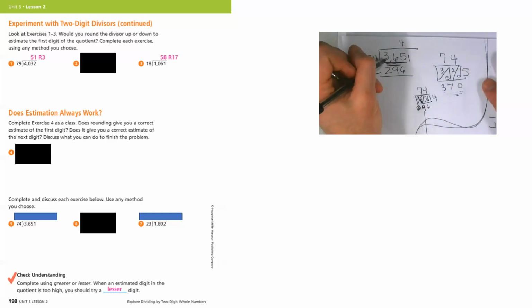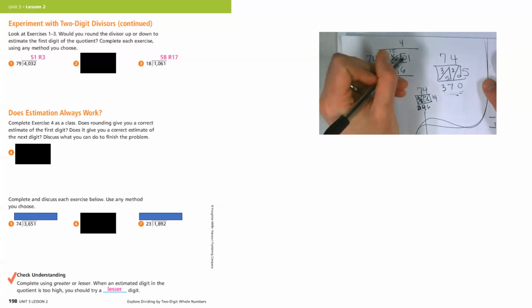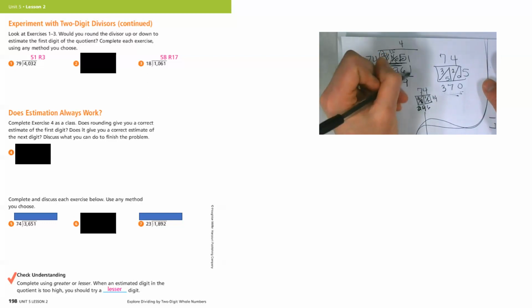And I'm going to subtract to see what's left over. I'm going to have to borrow here. I'm going to have to borrow here. 15 minus 6 is 9. 15 minus 9 is 6. So there's 69 left over. Now I bring down the next digit.